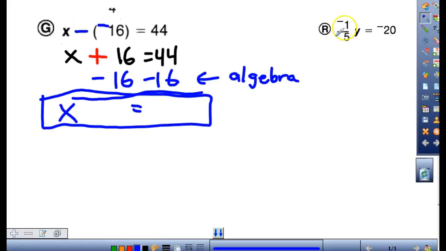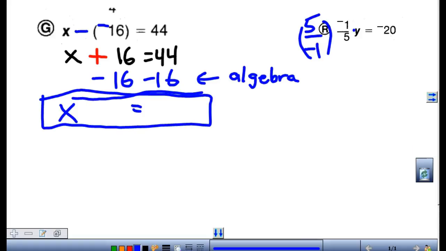You just want to multiply by the reciprocal. So if you have negative 1 over 5, multiply by 5 over negative 1, both sides. And remember, multiply the tops, divide by the bottom. So it's negative 20 times 5 divided by negative 1. And these cancel out, negative 1, negative 1, positive 5, positive 5. So you have y equals, and since it's a negative divided by a negative, we know it's going to be positive something.